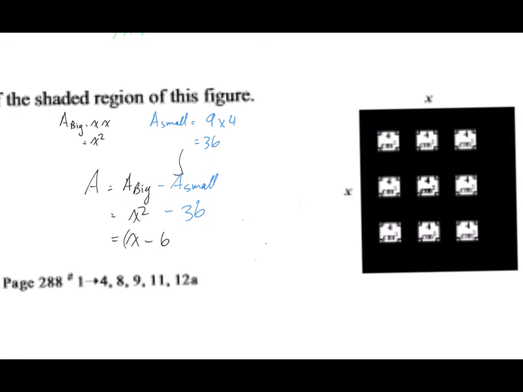So now let's figure out what the small area is. The small area is, there's 9 4 centimeter square blocks. So we're going to go 9 times 4, which gives us 36. Now, they've asked us to write a factored expression for this. So we're going to write A big minus A small, which is just literally x squared minus 36. Now that you've got that, you'll notice that it's a difference of squares. So we're going to write this as x minus 6 and x plus 6. And we're done.